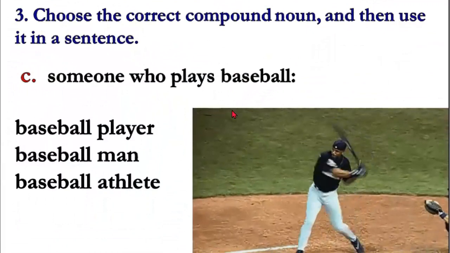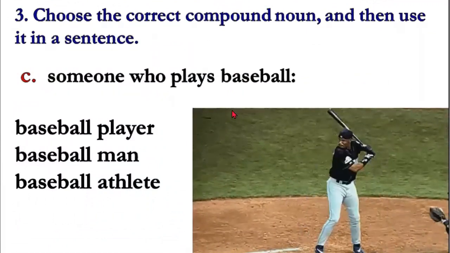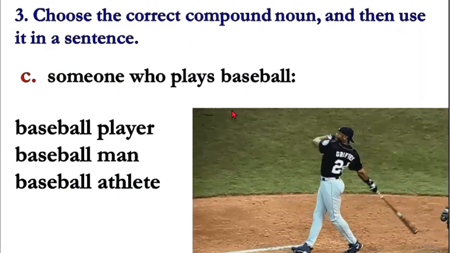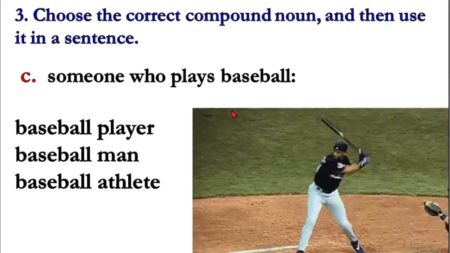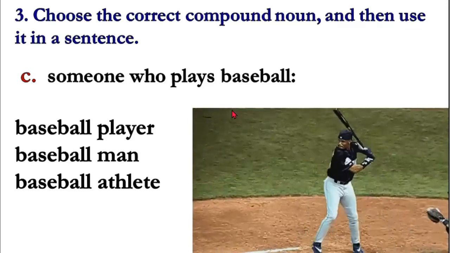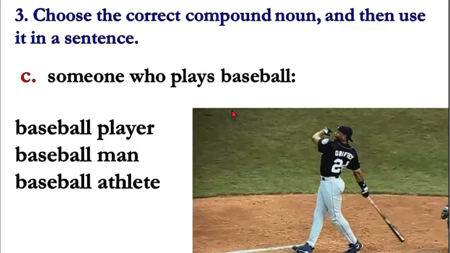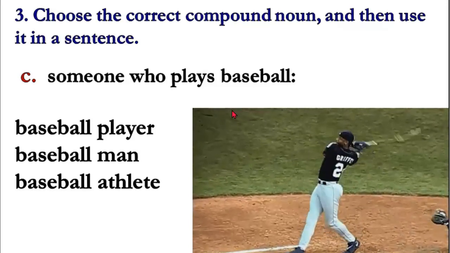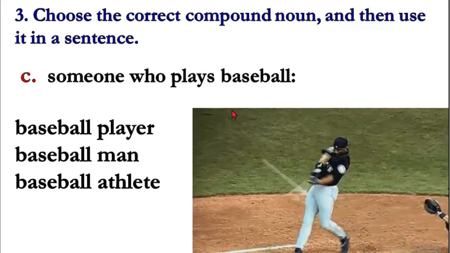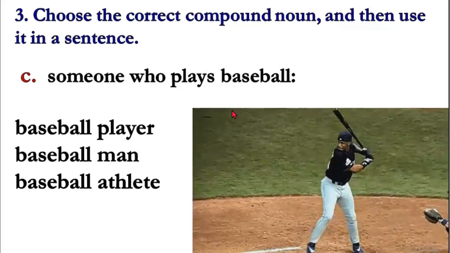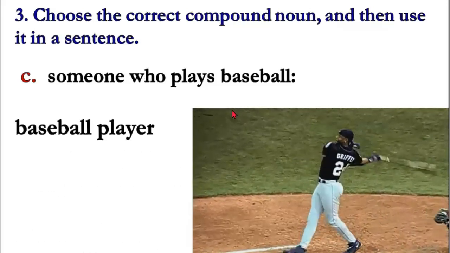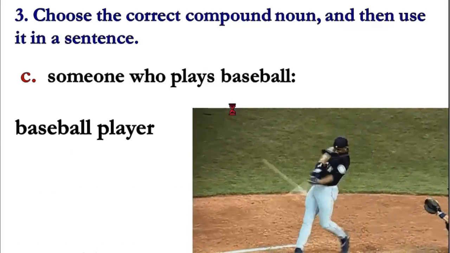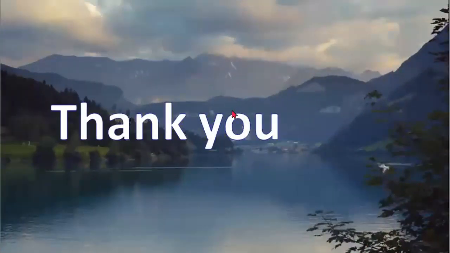Sentence C. What's the name of a person who plays baseball? Someone who plays baseball. Baseball player, baseball man, or baseball athlete. Of course, he is a baseball player. Baseball player.